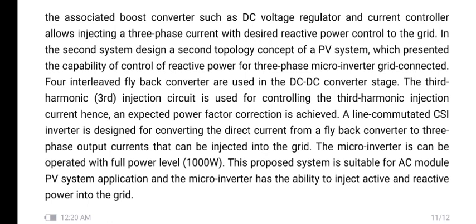The microinverter can be operated with full power level of 1000 watts. This proposed system is suitable for AC module PV system application, and the microinverter has the ability to inject active and reactive power into the grid.